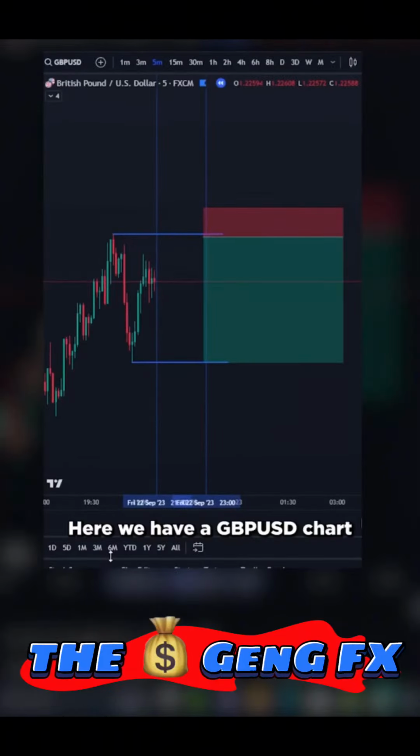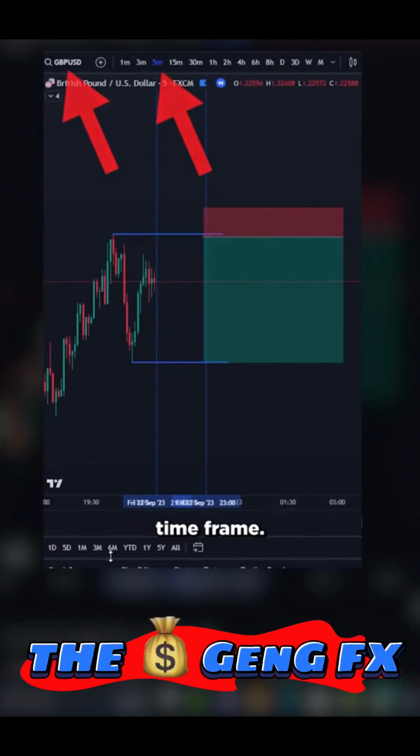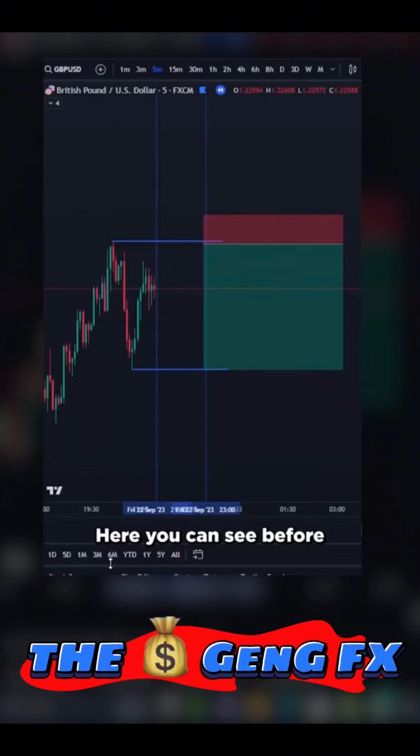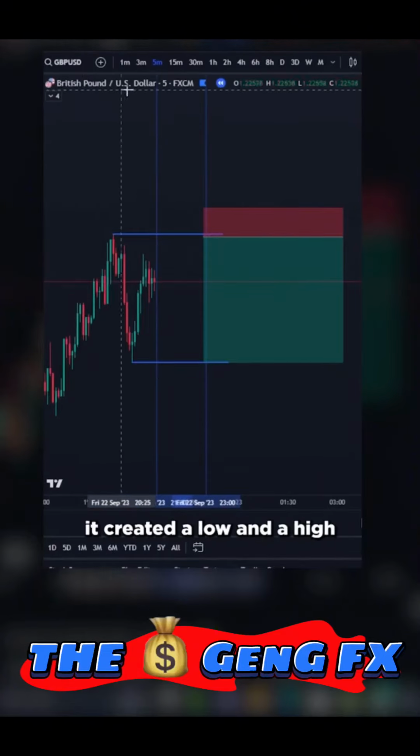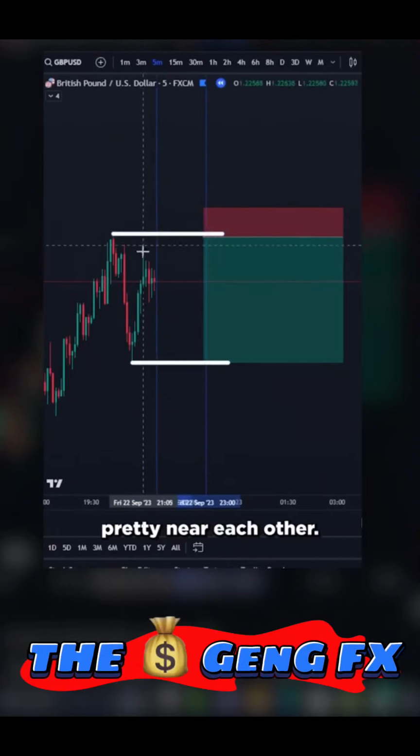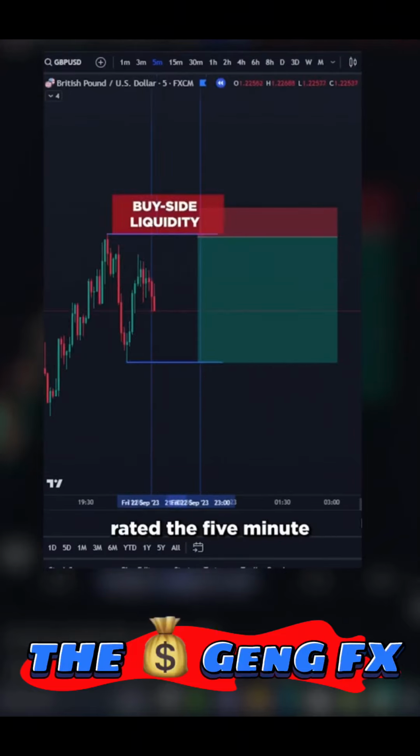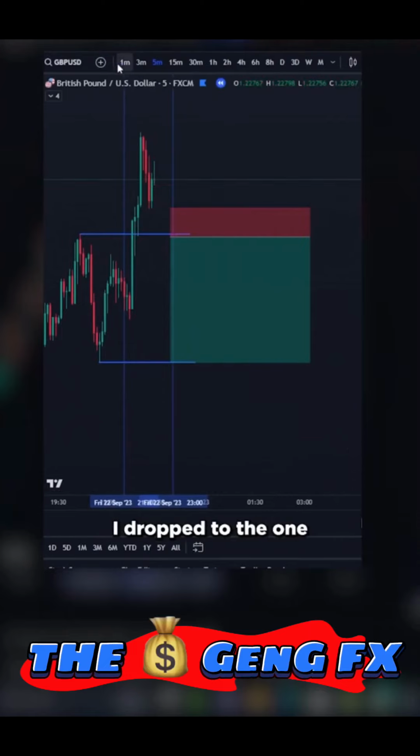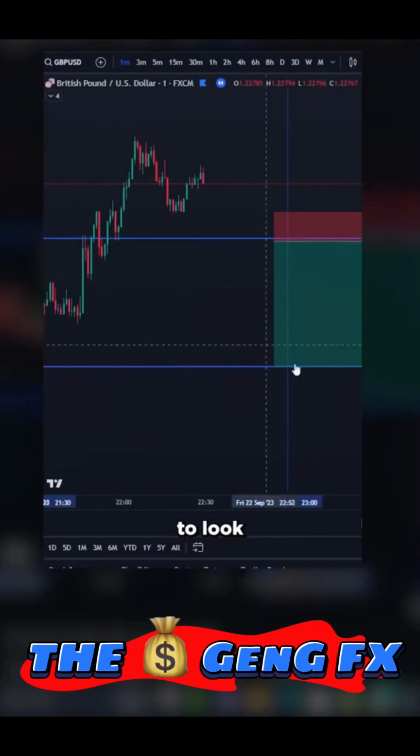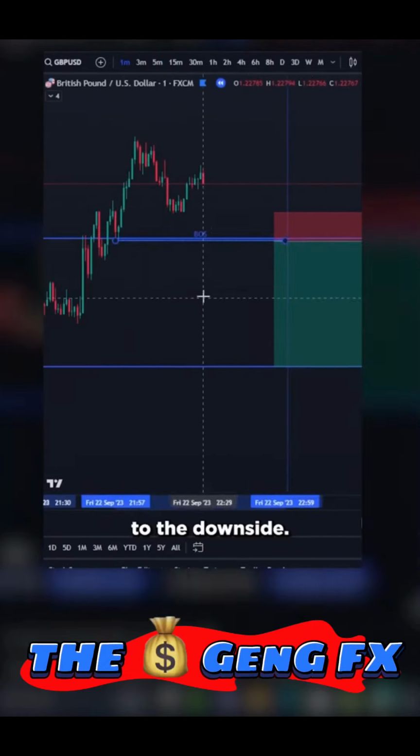Here we have a GBP USD chart on the 5-minute time frame. Here you can see before 9:30 a.m. EST, it created a low and a high which are pretty near each other. This is where we have our liquidity points. So when price here raided the 5-minute buy-side liquidity, I dropped to the 1-minute time frame and started to look for a market structure shift to the downside.